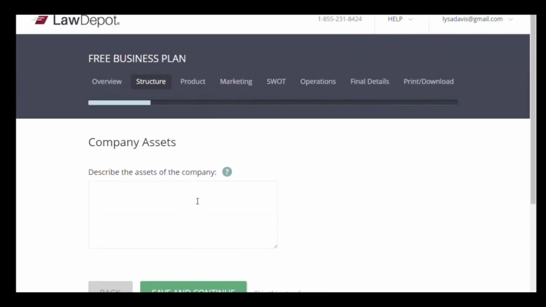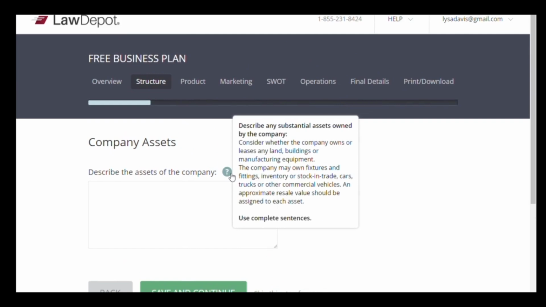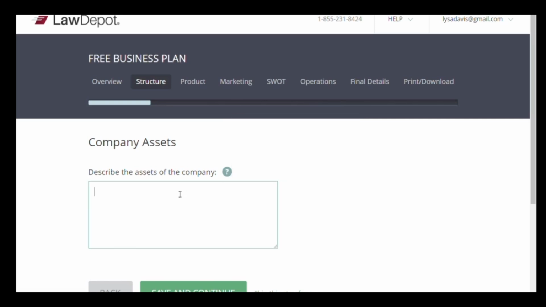And then what are your company's assets? So we're going to look at the question mark and it says, what are any substantial assets that you have owned by the company? So is it in the company's name? Are they leases? Does the company own any buildings, any real estate, any equipment, any stock, cars, trucks, and other things of value? So you want to talk about anything that the company owns.